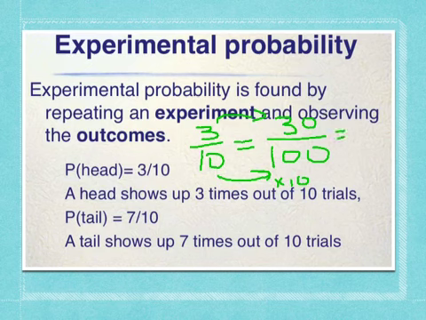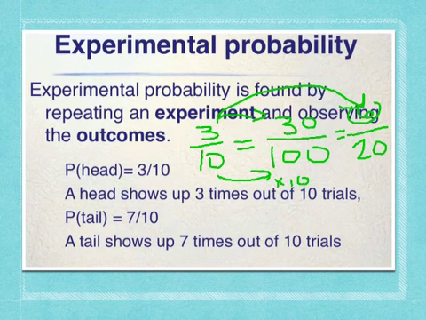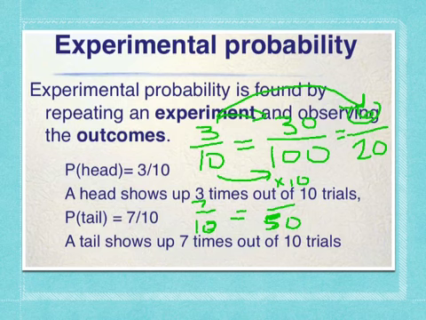What if we were just tossing the coin, say, 20 times? Well, 20 is twice as many as we had initially, so the 3 becomes a 6, and we would get a head 6 times out of 20. Then for tails, if we started with 7 out of 10, and we wanted to know what would happen out of 50, if we toss the coin 50 times, how many tails would we get? We multiply by 5 to get to 50, so 7 times 5 is 35. If we were to toss the coin 50 times, we would land on tails 35 times.